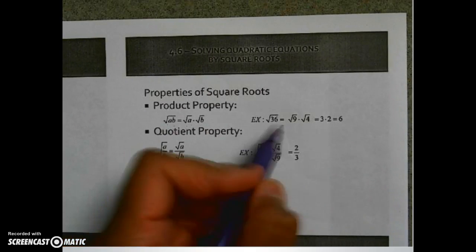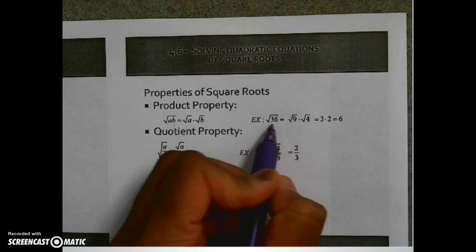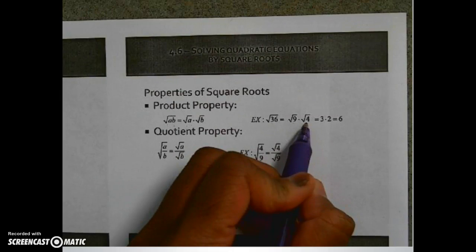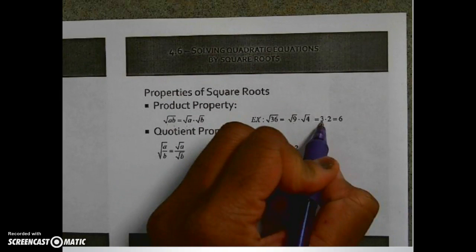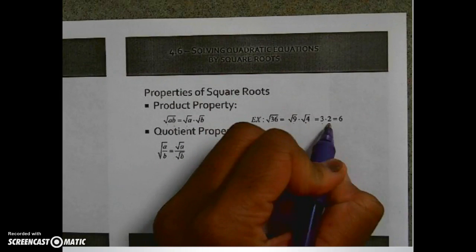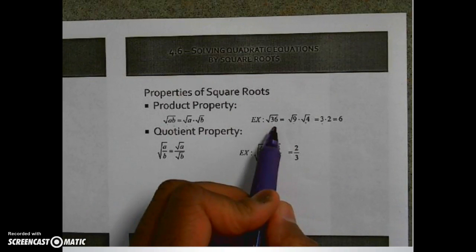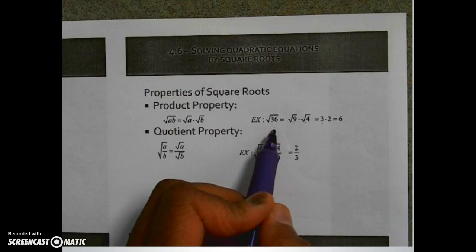So if I wanted to break down the square root of 36 into two different perfect squares, I can have the square root of 9 times the square root of 4. Square root of 9 is 3 times the square root of 4 is 2, which is 6. This is when they're both perfect squares, so it doesn't really look like you would ever need this, but I'm going to show you that in a moment.